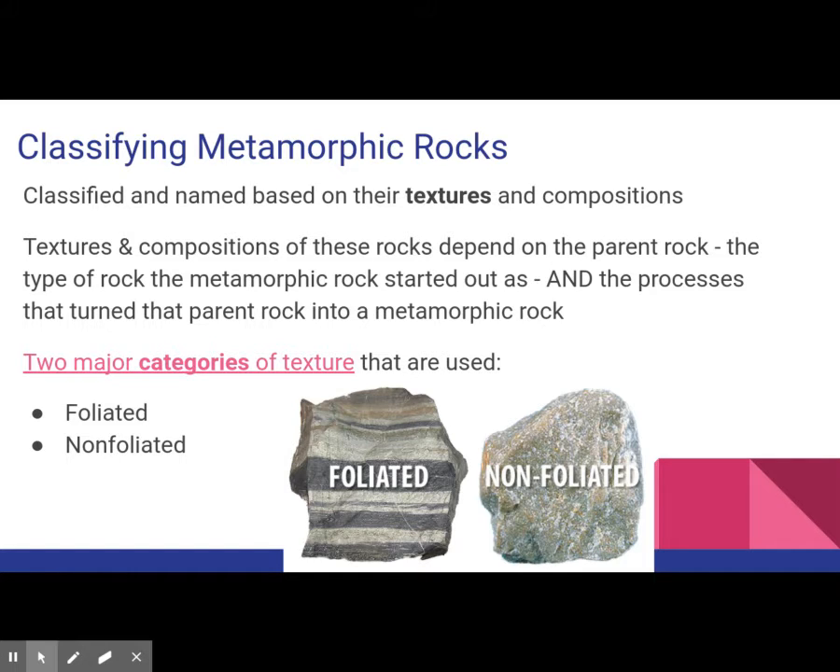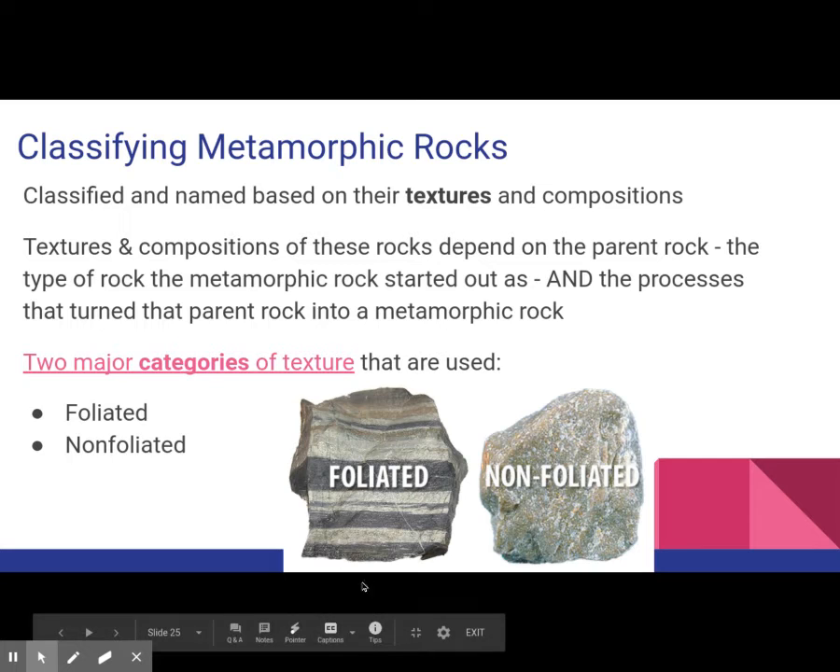So remember that there's two major categories of texture that we use, and the two words you need to know are foliated, which means it has these bands, you can see lines in it, or non-foliated. So this over here, you really couldn't tell what direction the pressure was applied. Over here, we can tell pressure was applied from the top and the bottom, creating these bands that run through. This video also explains this a little bit.